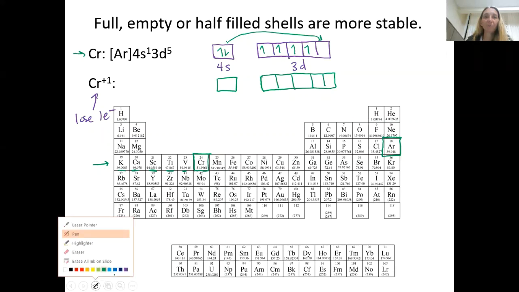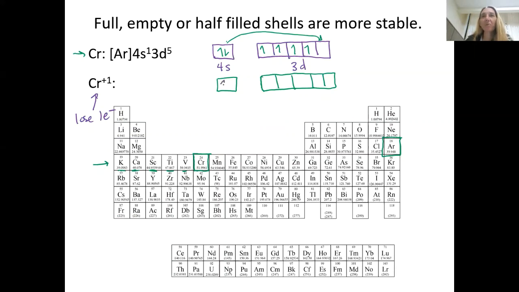Okay, so now if we move that electron up, it looks like this. So now all of my orbitals are half full, which makes this electronic orientation more stable. It's less energy for this electron to move up here and hang out in this orbital than it is to have this 4s orbital full, because remember, these 4s and 3d orbitals are really, really close in energy.